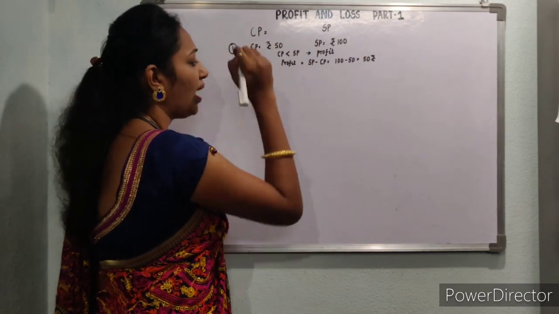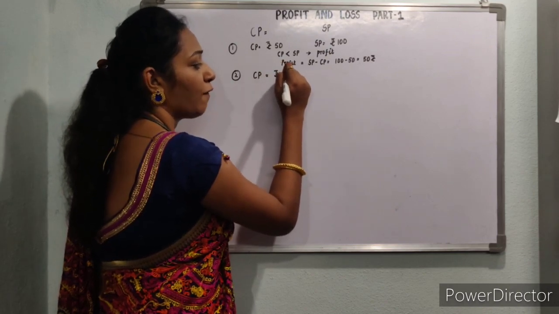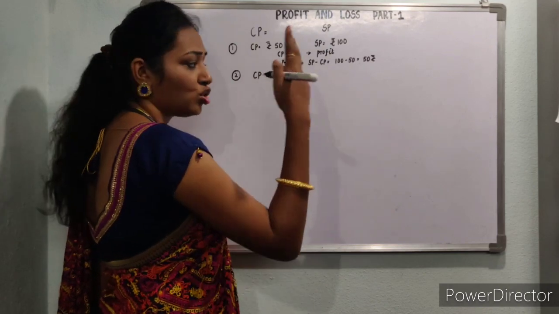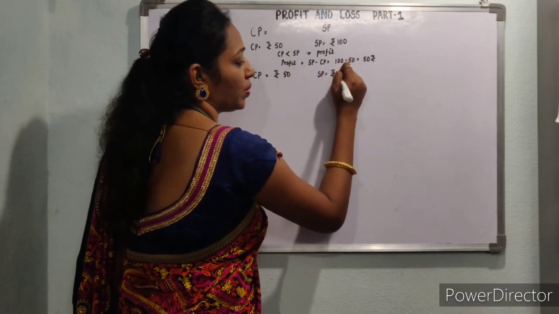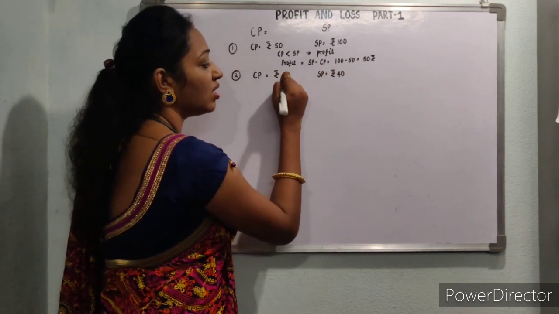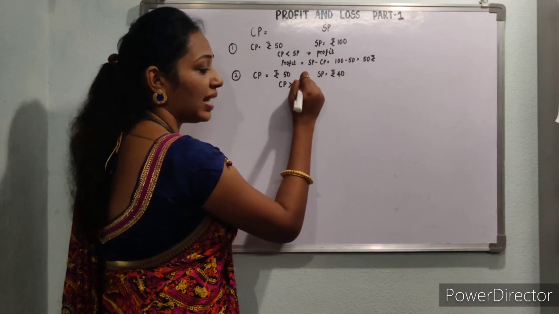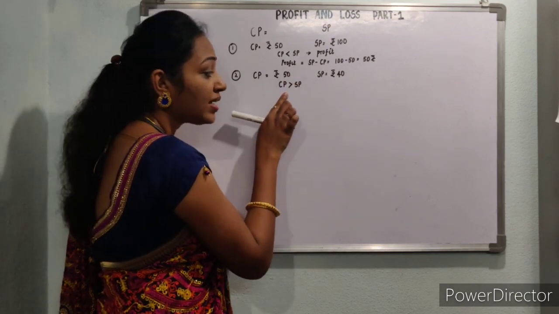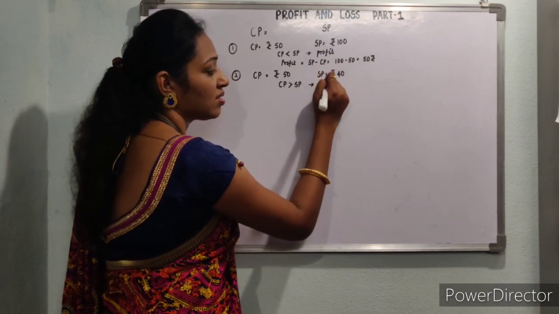In the second scenario, I'm buying the same notebook. One more notebook I have. The cost price is 50 rupees and I'm selling it to another person for 40 rupees. So the selling price is 40 rupees. Now if you observe here, the cost price is more when compared to the selling price. When the cost price is more than the selling price, we'll get a loss.